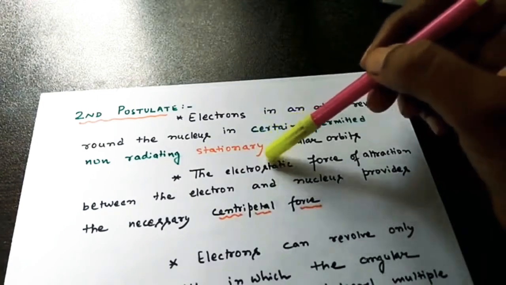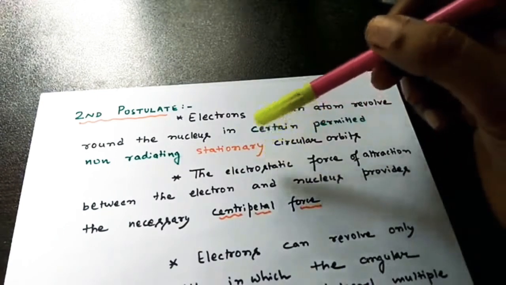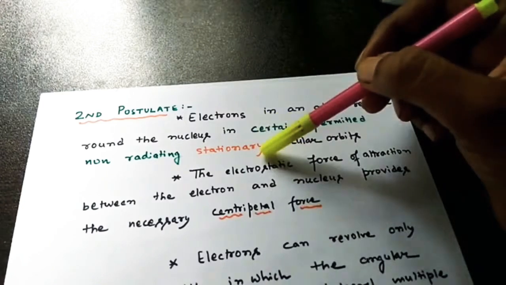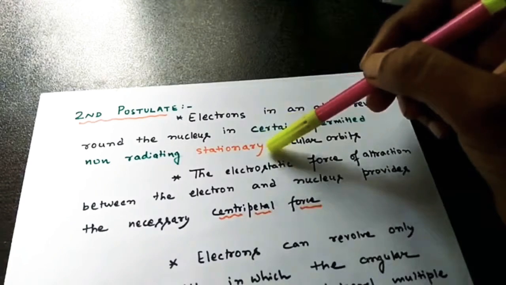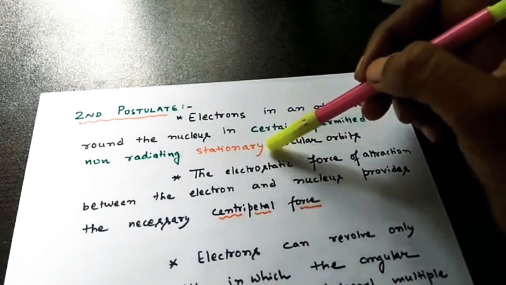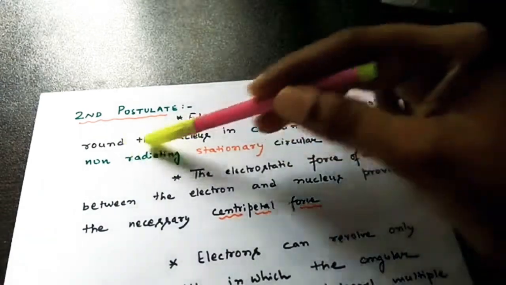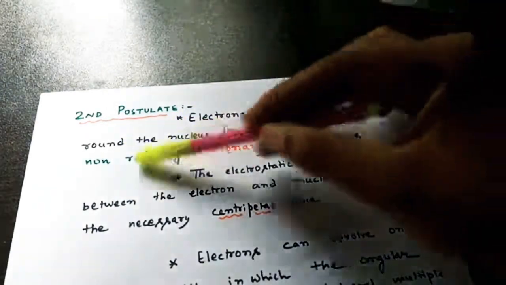a fixed energy level, and the electron will not lose energy in it. The electron will have a fixed energy if it is revolving in that orbit. So the term non-radiating has been mentioned here.